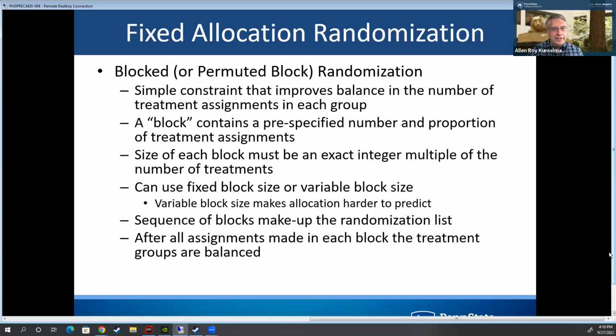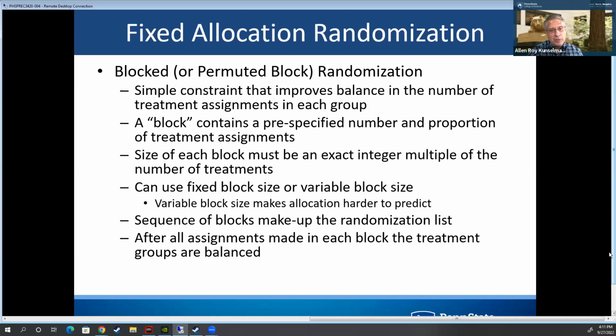So one simple way to fix this is to do blocked or permuted block randomization. What this does is add a simple constraint that improves the balance in the number of treatments assigned to each group. Each block contains a pre-specified number and proportion of treatment assignments. The size of each block must be an exact integer multiple of the number of treatments. For example, if you're assigning 2 treatments, your block sizes should be 2, 4, 6, 8, 10. If you have 3 treatments, your block sizes would be 3, 6, 9, 12. They need to be a multiple of the number of treatments you're assigning.